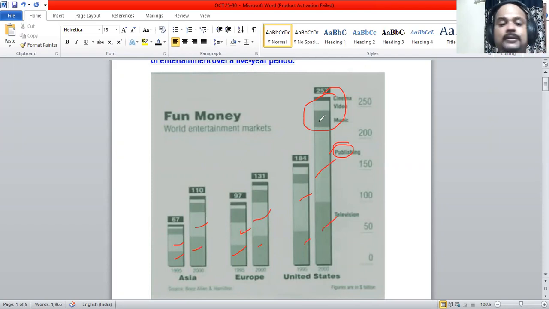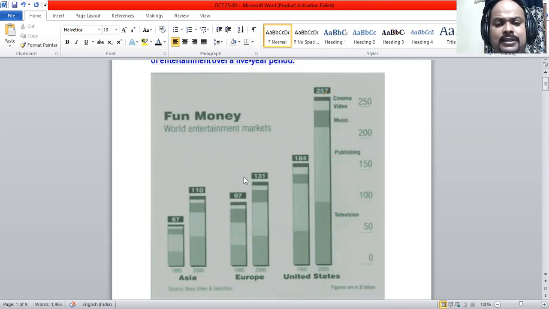It's difficult for us to include all the figures here in this particular chart. So I recommend you go with the significant things, the significant data here.